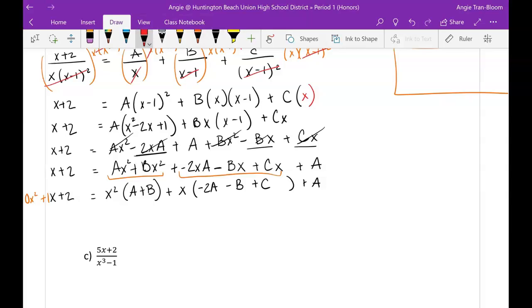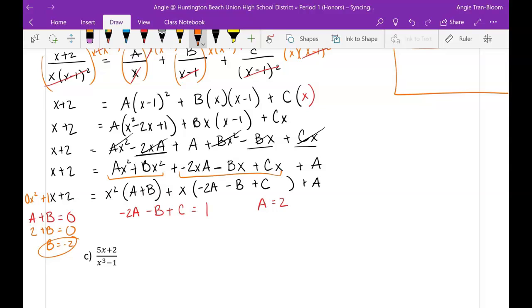So when you write the system, you have a plus b equals 0 because 0 is the constant for x squared. Then the next one, you have 1x, so that means negative 2a minus b plus c equals 1. Okay? Then your constant, a is 2. Well, if I know a is 2, then this is 2 plus b equals 0. That means b is negative 2. So a and b are found.